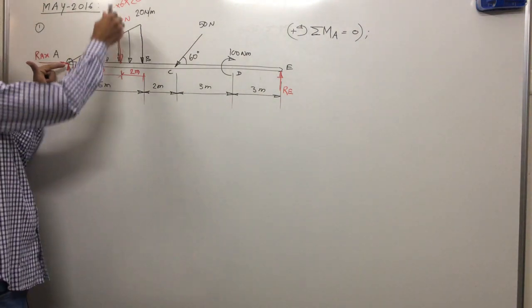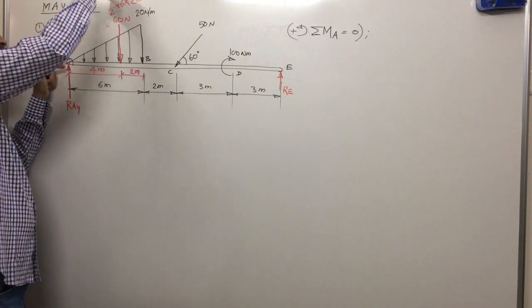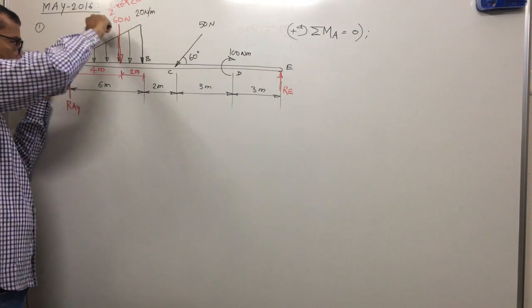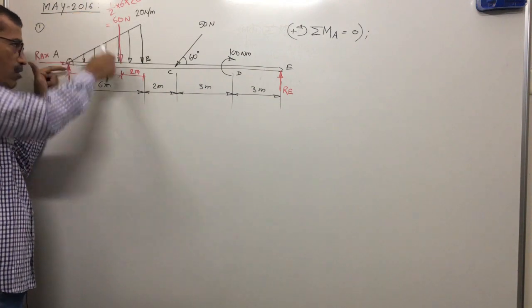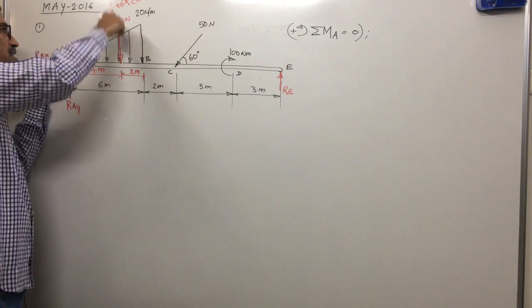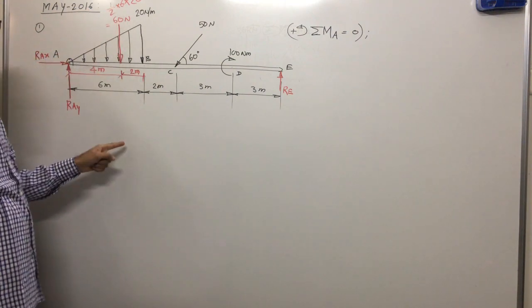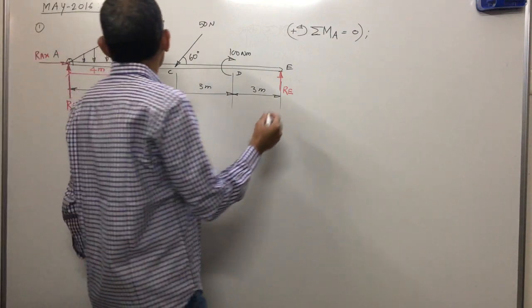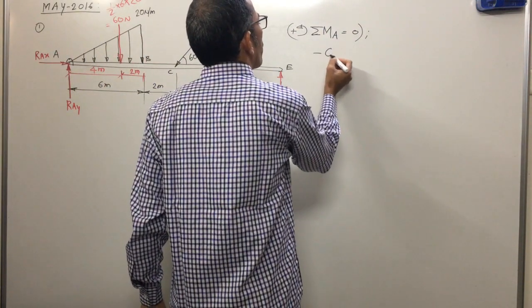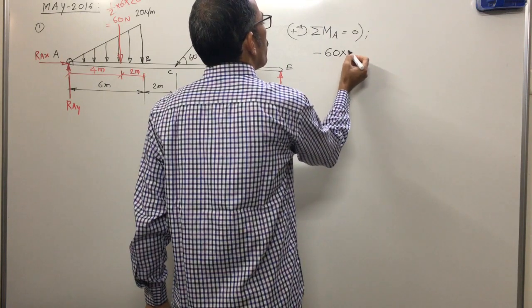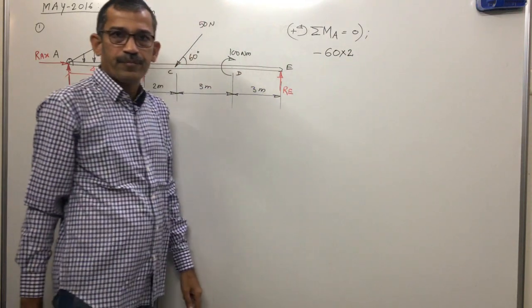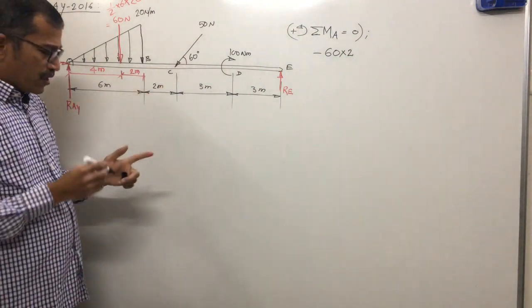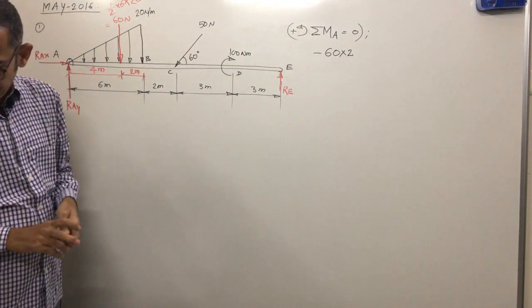Moment about point A due to 60 Newton. The 60 Newton load is downward. How will this bar rotate due to 60 Newton? Clockwise, which means minus 60 into force vertical, distance horizontal. How much? 4 meter. That means we'll get minus 60 into 2, clockwise moment. Correct? Yes.